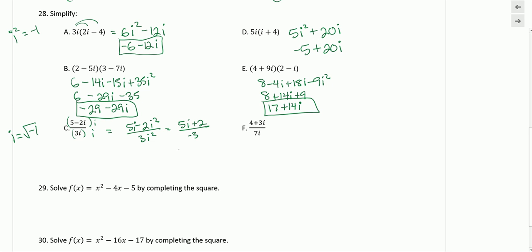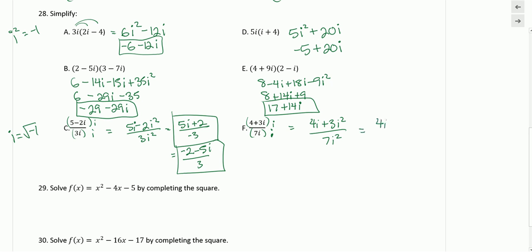If you were working on this through multiple choice, though, you may see it in a different form. Maybe someone multiplied top and bottom by a negative and maybe switched some terms around, so you can have negative 2 minus 5i over 3. They're the same thing. Both are acceptable. For F, multiply top and bottom by i. i squared is negative 1. And that's a good answer.